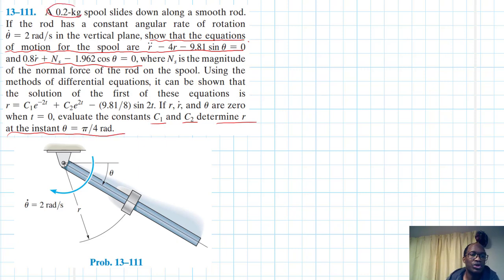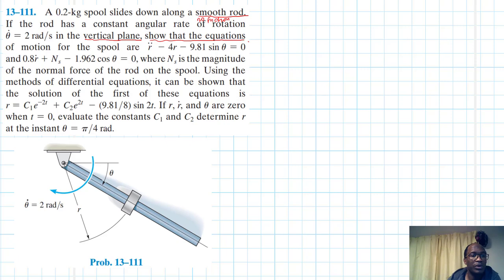The spool is 0.2 kg and it slides down along a smooth rod. By this we mean there is no friction between the inner surfaces of the spool and the surfaces of the rod. This is in the vertical plane. It means the weight will be shown going down. So this is important information.